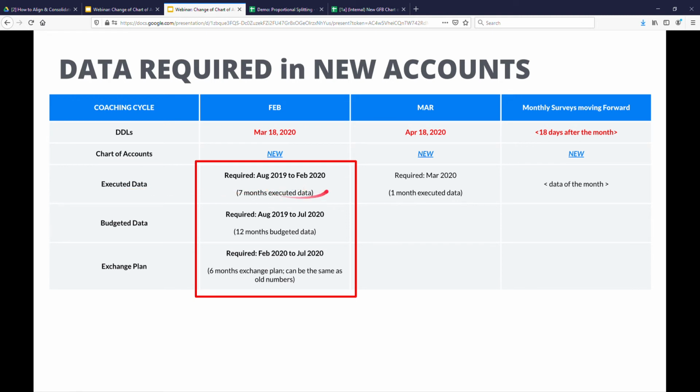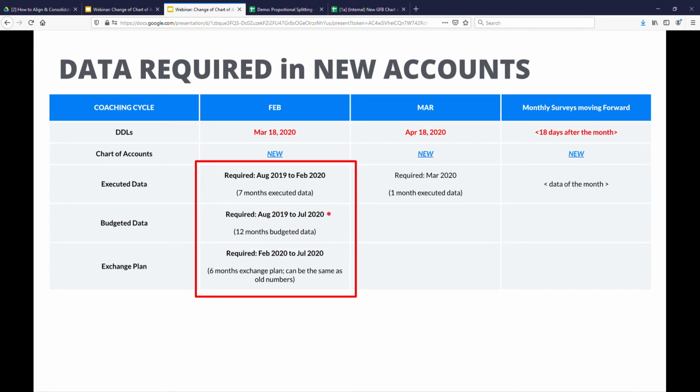Then for the February survey, the first part is the required data, August to February 2020, meaning 7 months executed data. So for the past 7 months that already happened up to this point, we're going to ask for the executed data in the new chart of accounts. So there will be a redo or resubmission of the previous past accounts. Budgeted data would also be resubmitted, for the past 12 months of budgeted data.